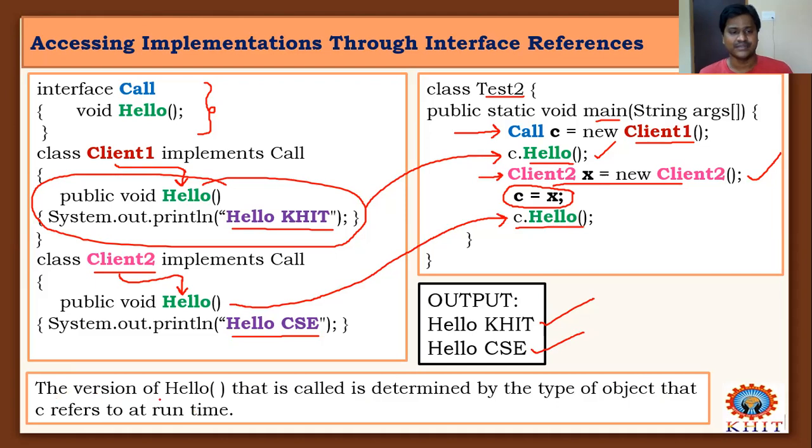And here the version of hello that is called is determined, and this hello method we are invoking two times using the interface reference, is determined by the type of object that variable C refers to at runtime. At runtime, whichever class object instance is referred to by this interface reference variable, based on that, the method can be invoked. Got it? And we will go to the execution part.